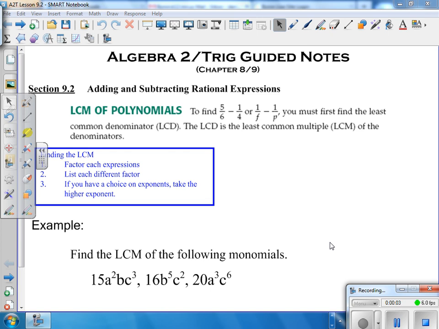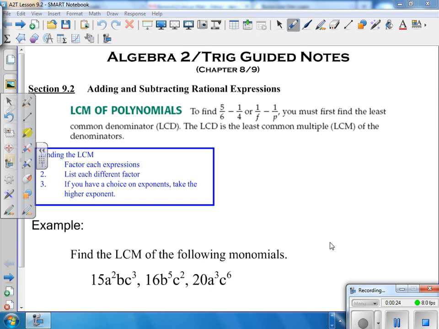In 9.2, we're going to look more at rational expressions, and now we're going to look at actually being able to add and subtract them. Okay, and then thinking about what our fraction rules were when we had numeric fractions and applying those to algebraic fractions. Before we do that, we have to look at least common multiple, which has been a tricky subject in the past.